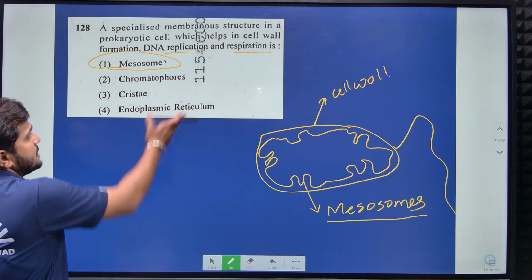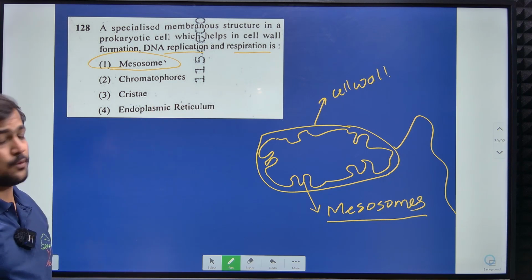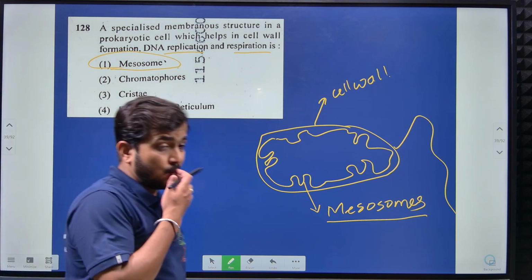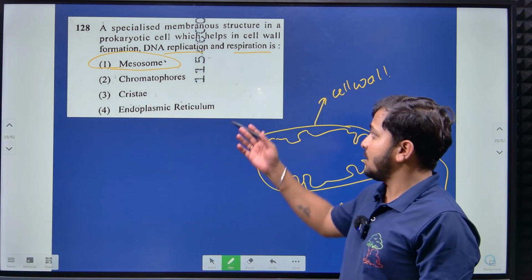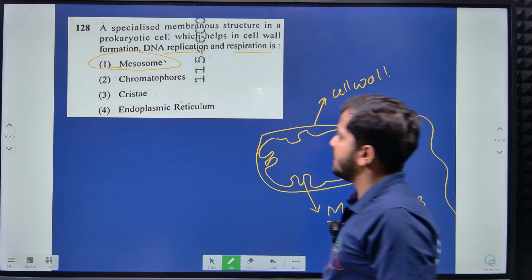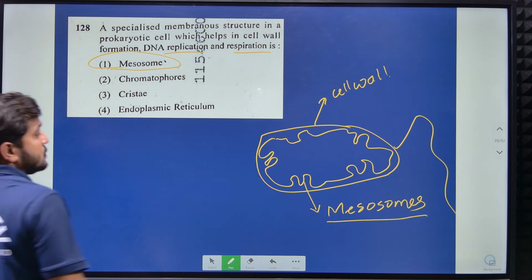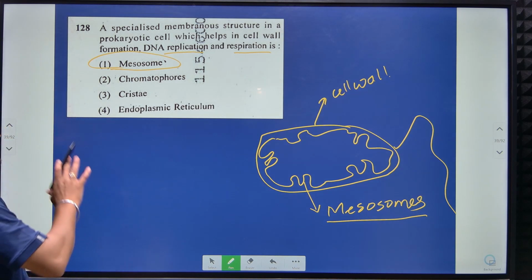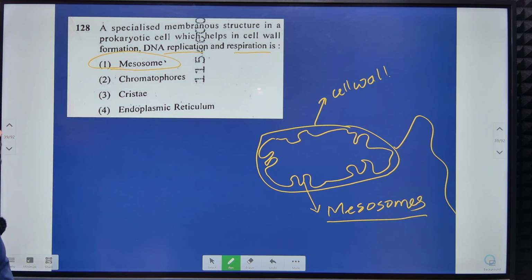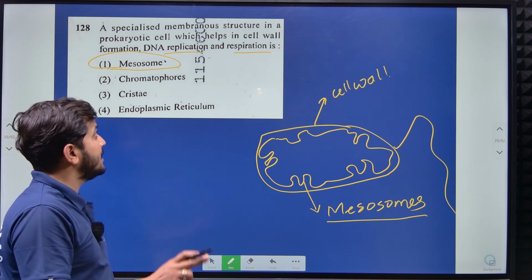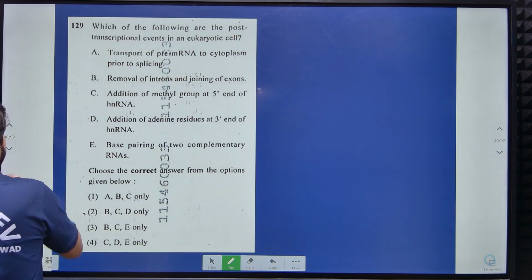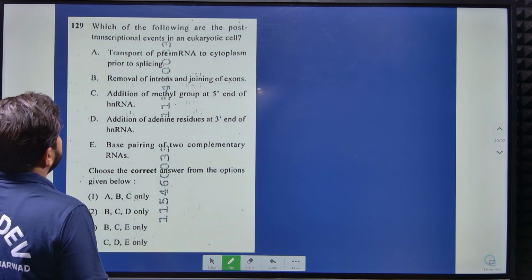They have mentioned endoplasmic reticulum, that is actually absent in prokaryotes. Then cristae are part of the mitochondria, so that is also absent. Then chromatophore is the colored component we are going to see. So the mesosome is the membranous specialized structure which helps in cell wall formation as well as DNA replication and even respiration, right.